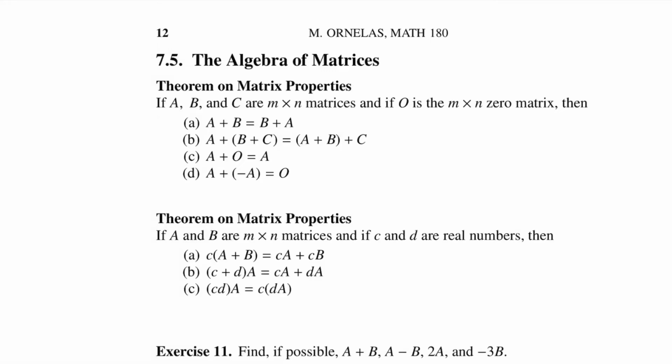Hi, this is 7.5, the algebra of matrices. So these are the theorem on matrix properties. It says that matrix addition is commutative, the associative property holds, it has an identity matrix, which is just a zero matrix, and it has an additive inverse matrix.